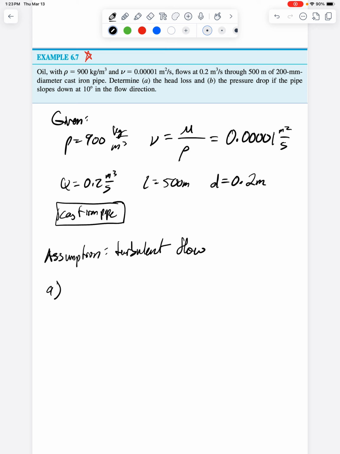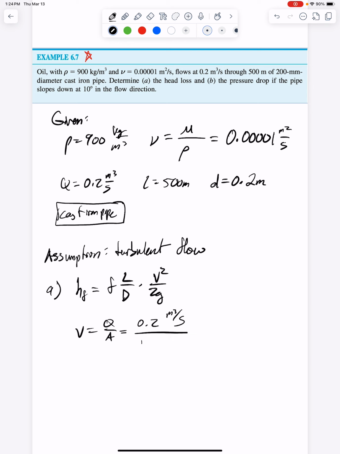So part A, head loss, h_f. Once again, h_f, the general description is f times L over D times velocity head. Let's solve for terms of interest here. L and D we have, that's just pipe geometry. V, which is part of the flow characteristics, we solve through Q, so 0.2 cubic meters per second, by area, pi over 4 times d squared.